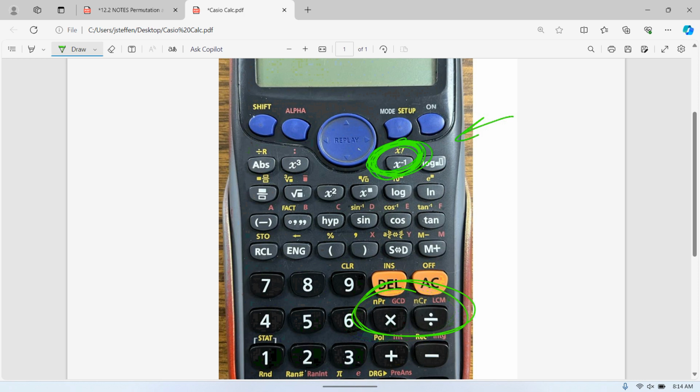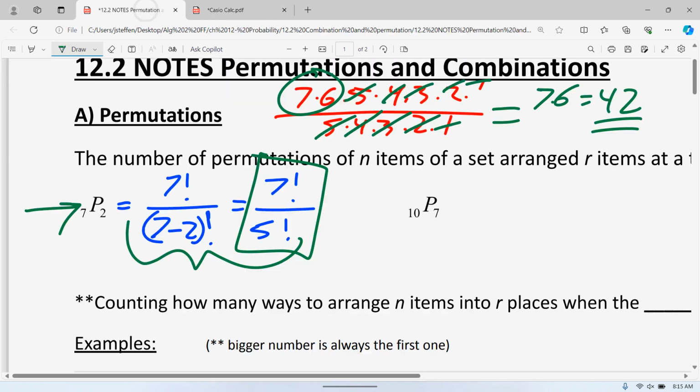I guess multiplying and dividing, those two buttons have an nPr and an nCr. Those are the permutation and combinations we're using. So that would be the way you type that in your calculator. I imagine you'd hit the 7 first, then you'd hit that permutation button. So you'd have to hit shift permutation and then hit the 2. I think that's probably how you do it. That should give you that answer.